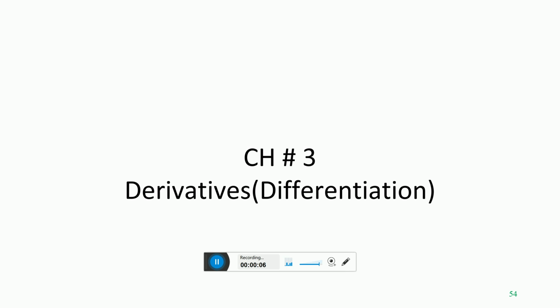Today we will discuss the concept of derivatives or differentiation. In this section we will learn how to measure, estimate or calculate the rate of change in one variable y because of the change in other variable x. So simply, differentiation is the rate of change in one variable because of the change in other variable.